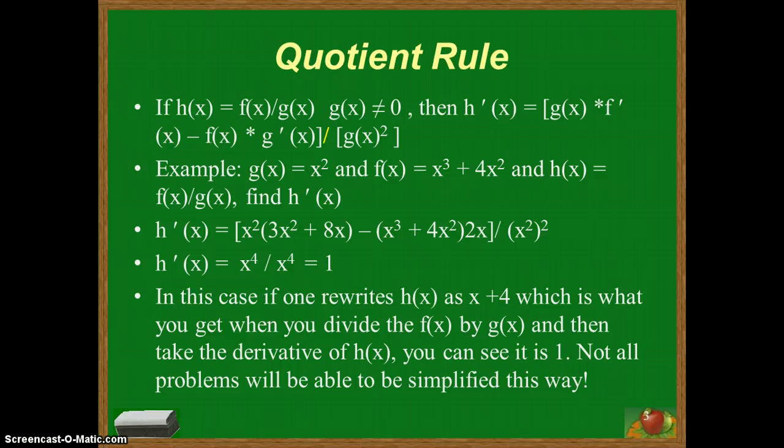You could see this if you rewrite h of x as x plus 4, which is what you would get if you actually did divide the two functions f of x by g of x, then take the derivative of h of x. You can see it would come out to be 1. Not all problems will be simplified in this way. You'll see more on your homework.